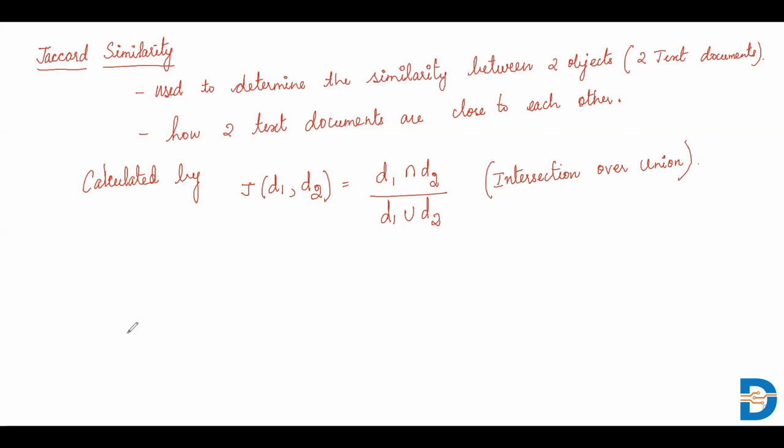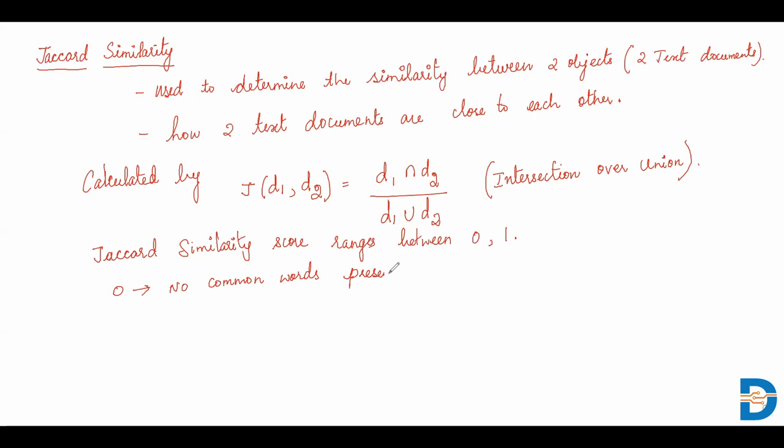So this Jaccard similarity score ranges between 0 and 1. Okay. When the score is exactly 0 or closer to 0, then basically the two documents don't have anything in common, right? If there are no common elements or common words present in both the documents, then the Jaccard similarity score will be 0.